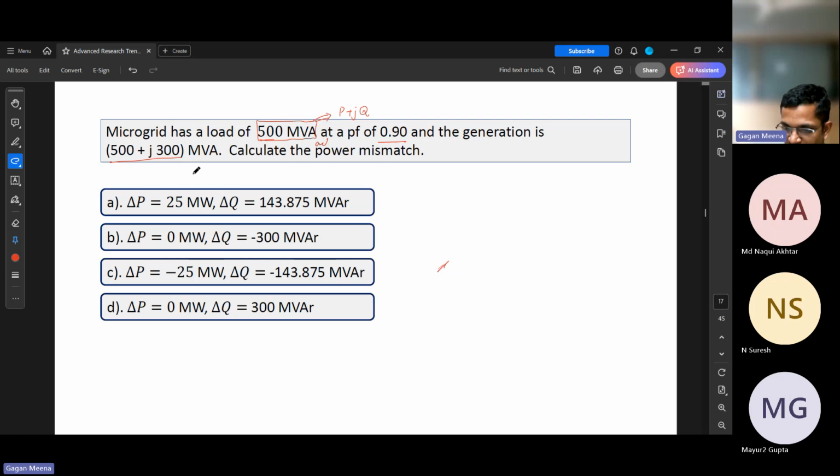Is this answer correct? Okay. Is this correct? What about others? What do you think? Is this answer correct?